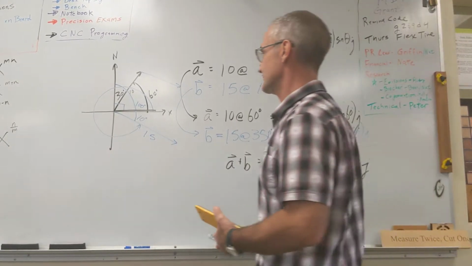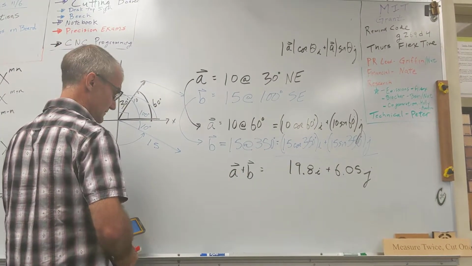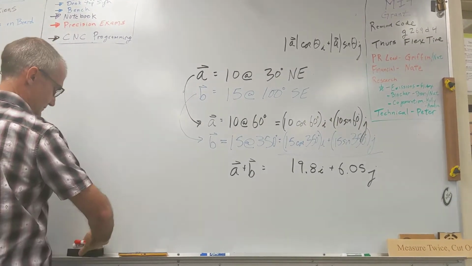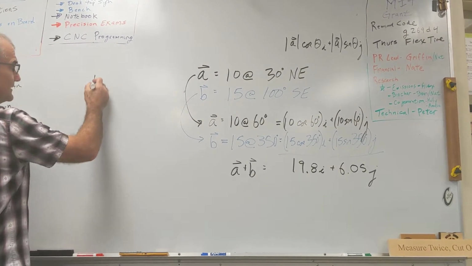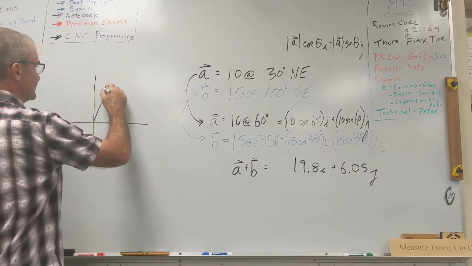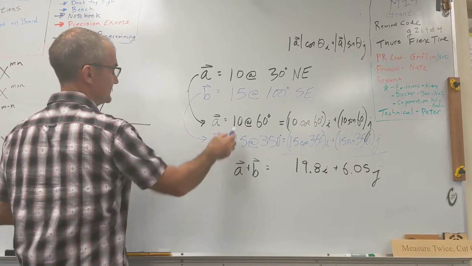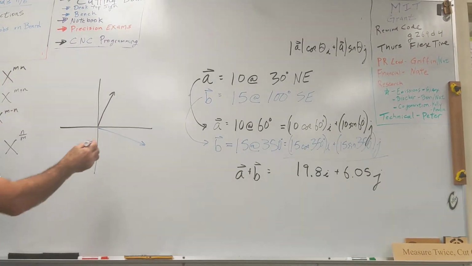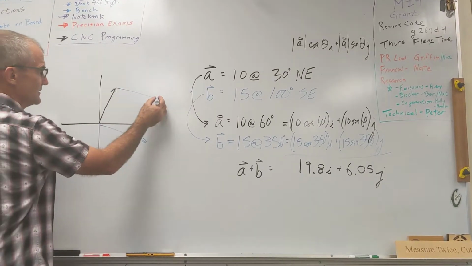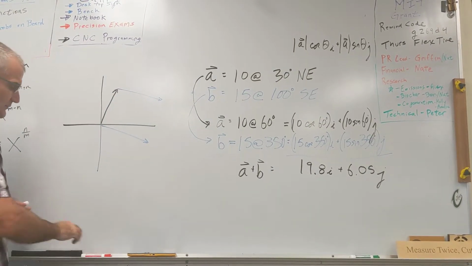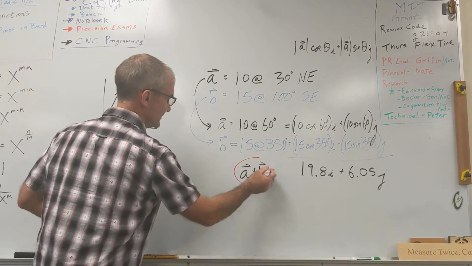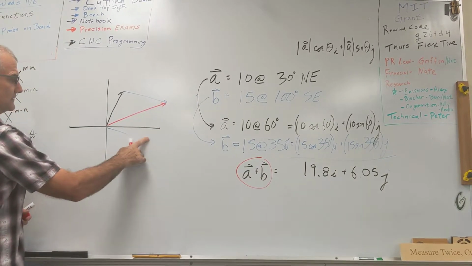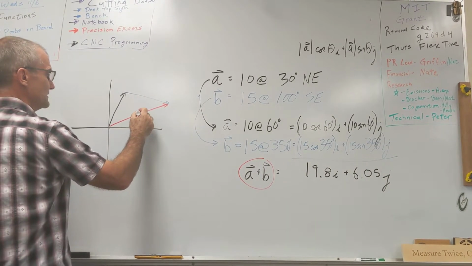So let's go back here. If I were to do the tail-to-tip method, let me redraw this. My first vector right here is 10 units long. My second vector is 15 units long down here. If I were to tail-to-tip it, I'd put the blue vector up here, and I would draw my resultant vector A plus B. So this A plus B would be from the tail of the first to the tip of the second. Okay, so that red is A plus B.